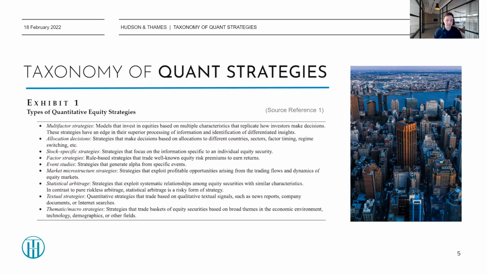Next one, event studies. These are strategies that generate alpha from specific events. Market microstructure strategies. These are strategies that exploit profitable opportunities arising from the trading flows and dynamics of equity markets. Statistical arbitrage. So these are strategies that exploit systematic relationships among equity securities with similar characteristics.